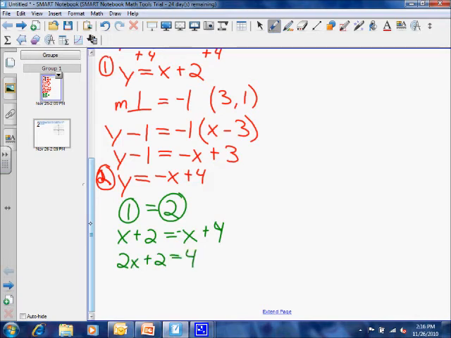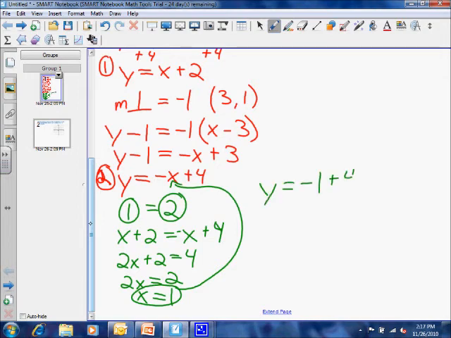I'll subtract 2 on both sides. I'll have 2x is equal to 2. Divide by 2 on both sides. x is equal to 1. Now that I have x equals, I can replace x in one of the y equations. I'll do that here. When I do that, I have y is equal to negative 1 plus 4. Therefore, y is equal to positive 3. My ordered pair for my intersection point then is 1, 3.